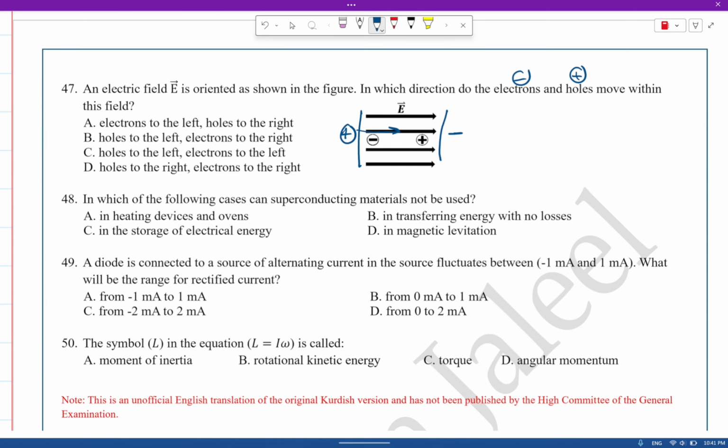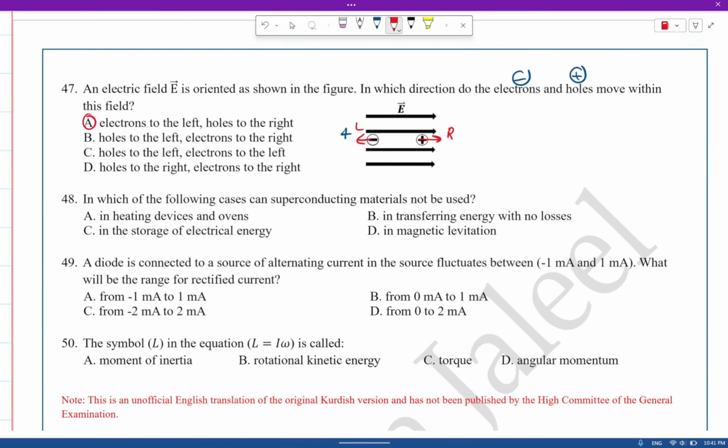So if you have two charges now, one of them negative, the other positive, we know that negative would be pulled towards the positive, and positive would be repelled away. So if we do this one more time, we can say that the negative charge is going to move to the left. The positive charge will move to the right in here. So which one of these is correct? Electrons move to the left, holes move to the right. So this is correct. But let's check the other options.